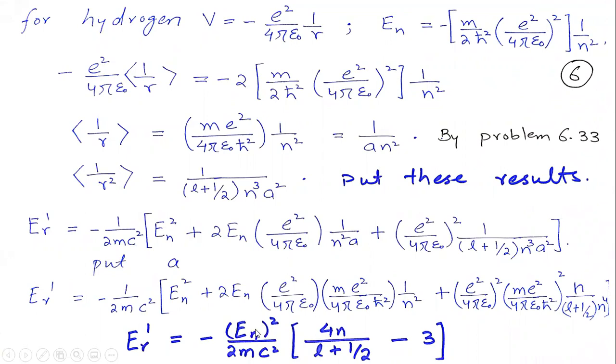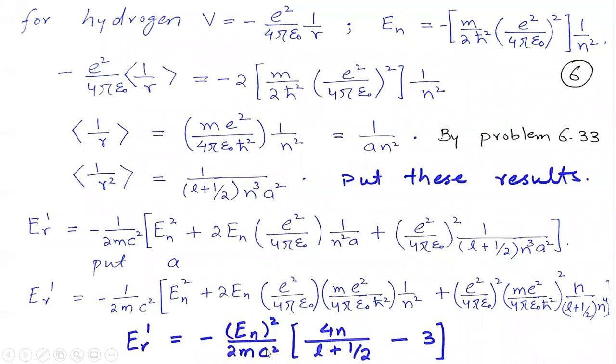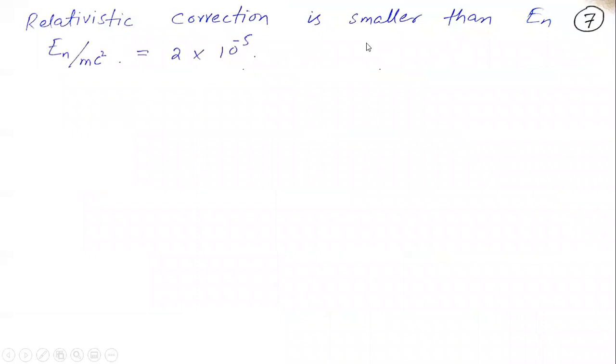This simplification gives us E_r^1 equals minus E_n square over 2mc square, times this one. E_n is the Bohr energy, as I said earlier, and n is the principal quantum number. So if we plug in the numbers m and c, you will see the relativistic correction is smaller than E_n by the order of 10 to the power minus 4. So this is the evidence why we have used the relativistic correction as a perturbation, because its magnitude is very small compared to the Bohr energies.